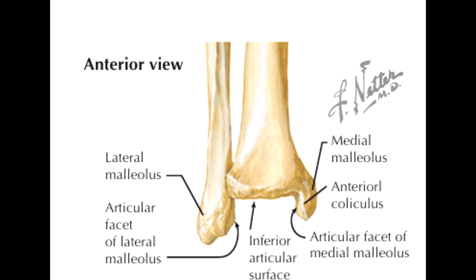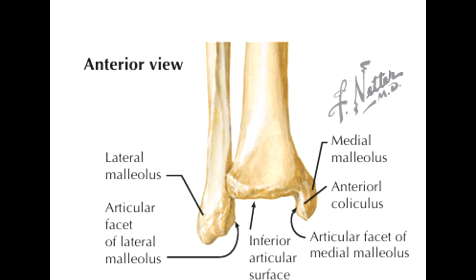In the anterior view of the ankle, we can see the two main bony prominences, the lateral malleolus of the fibula and the medial malleolus of the tibia. These form the bony framework of the ankle joint, providing stability and guiding the talus in its articulation. Between them, we can identify the articular facets of both malleoli, which articulate directly with the talus.